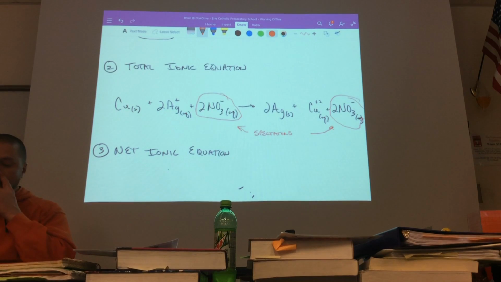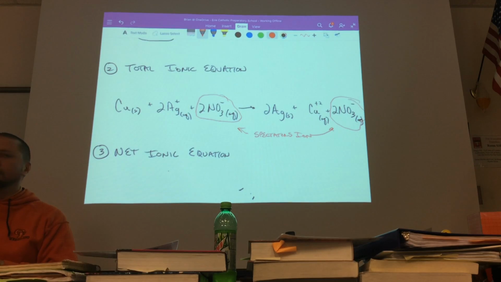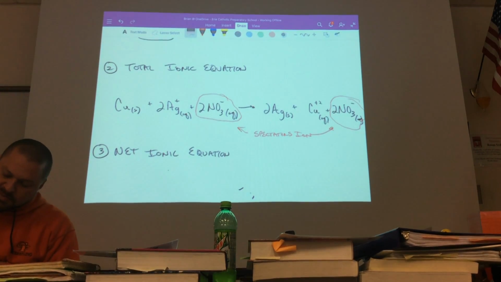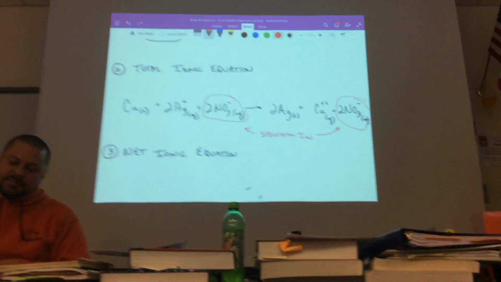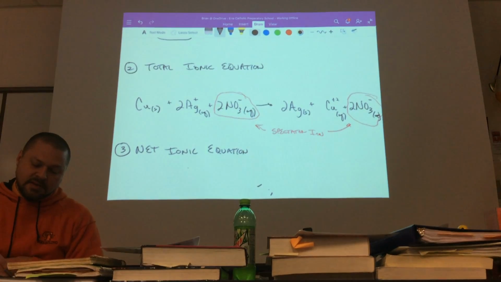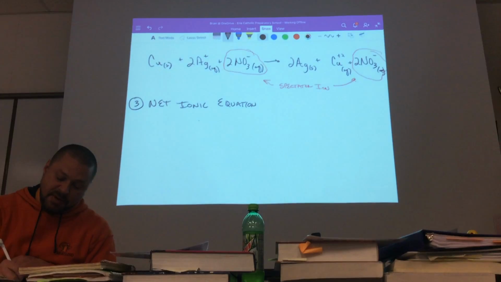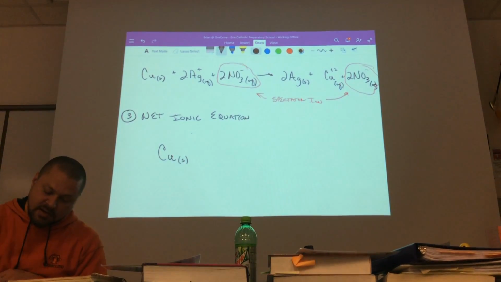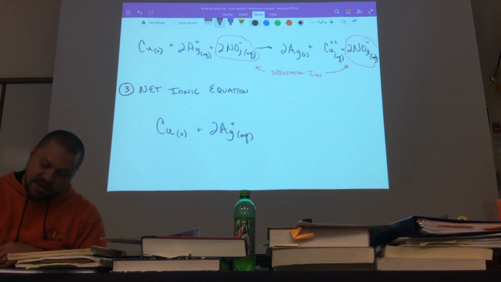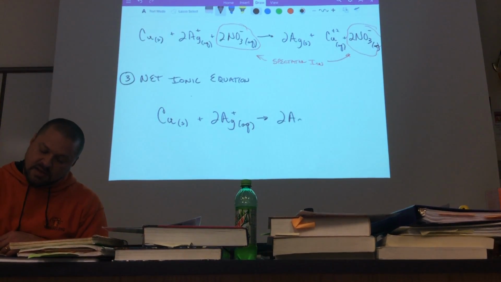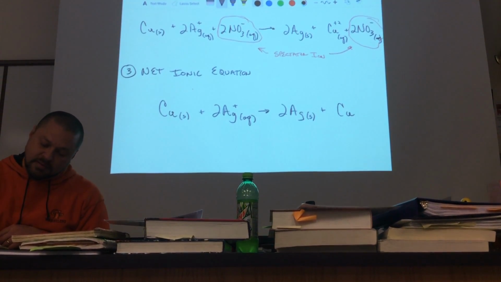So if you notice here, before we got 2 sets of spectator ions, now here we only get 1 spectator. Okay, so now we take that out of the equation. So basically I'm going to write down what exactly happened. Copper, solid, got together with 2 Ag+ aqueous, and they traded places. So this 2 Ag precipitated out of solution, became a solid, and copper 2+ dissolved.